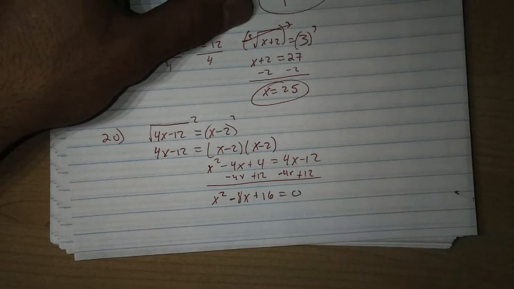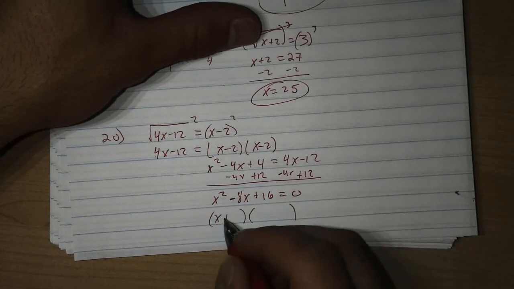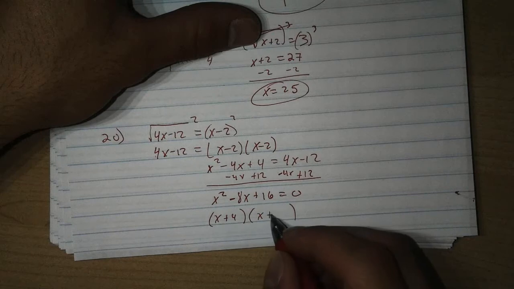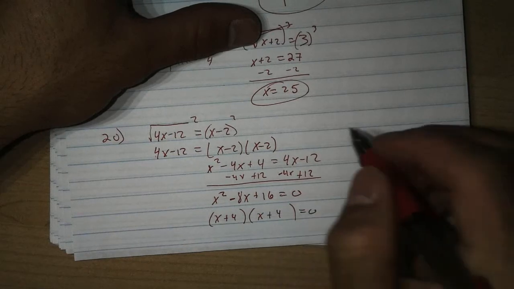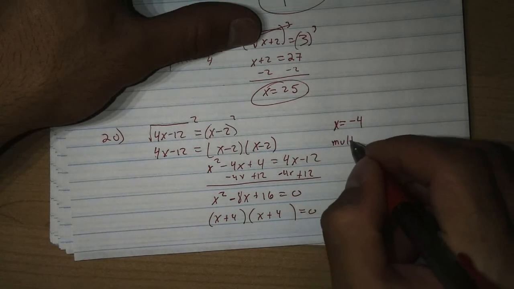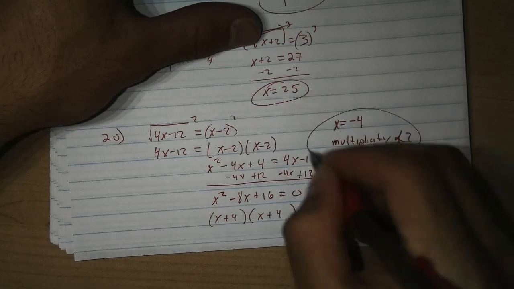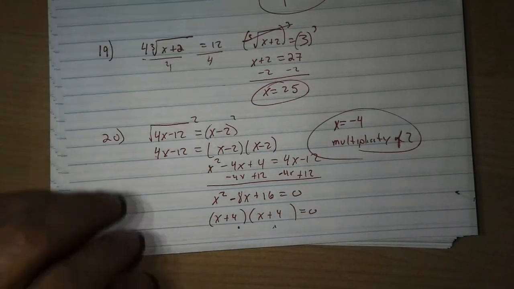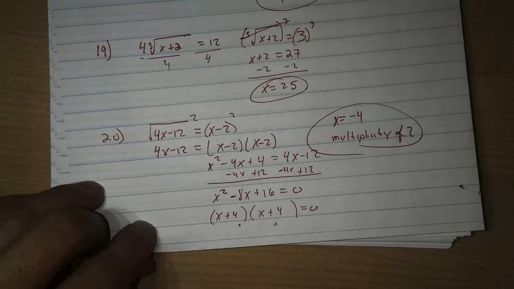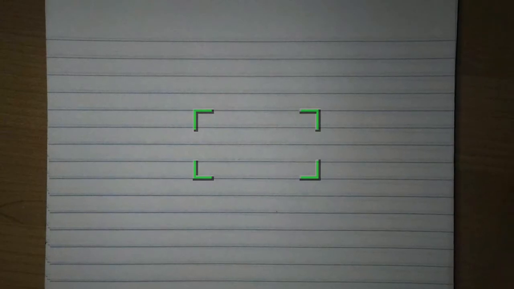Alright, then we have to factor again. So x plus 4, x plus 4 equals 0. When we solve this, we get x equals negative 4, with multiplicity 2, because we get the same answer twice. Once again, I know I'm going quick, but you just pause and rewind as you need to. Alright, 21.